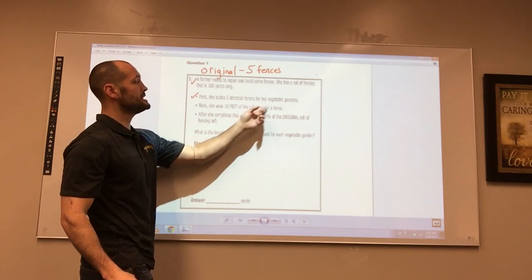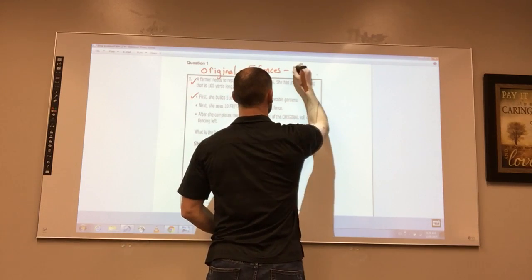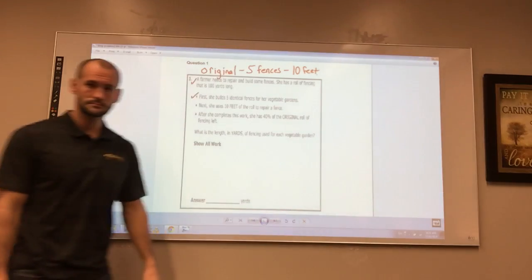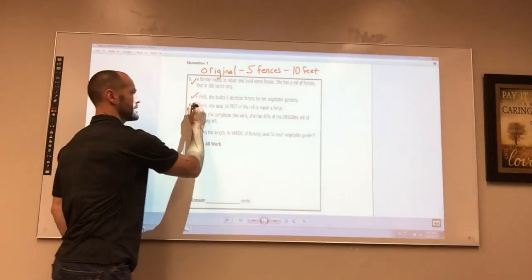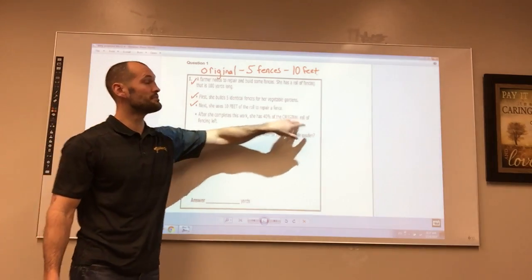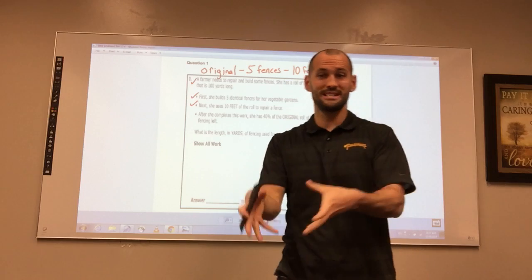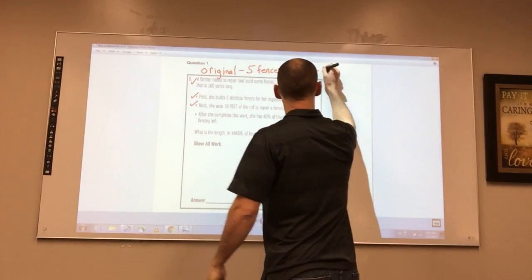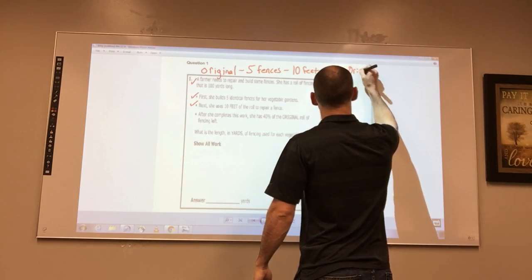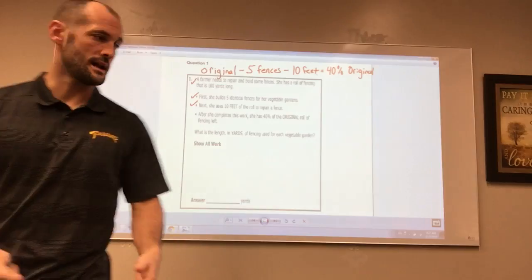So I got the original, I dealt with the 5 fences. Next, she uses 10 feet of the roll. So if she uses it, she's taking it away from the original. We're now removing 10 feet. Check. After she completes the work, she has 40% of the original. So after we're done, now we're completed, which means it equals something. We're left with 40% of our original. Those are my thoughts right now.